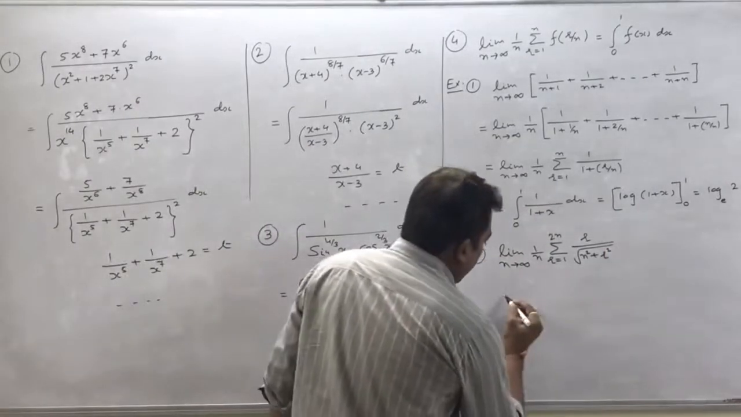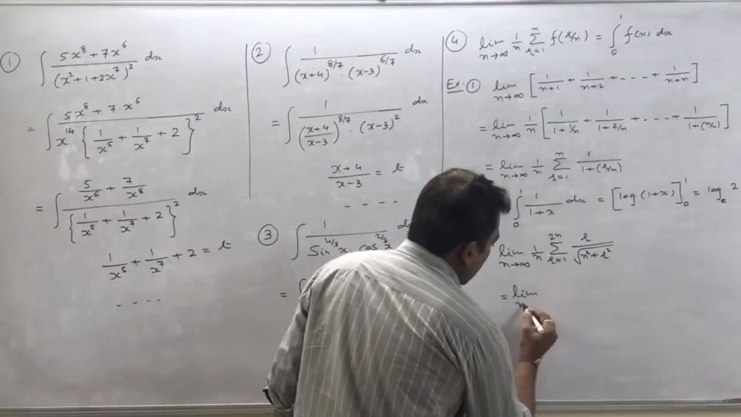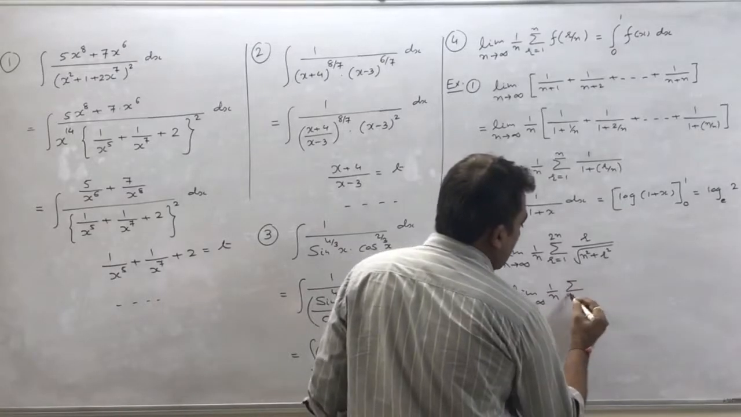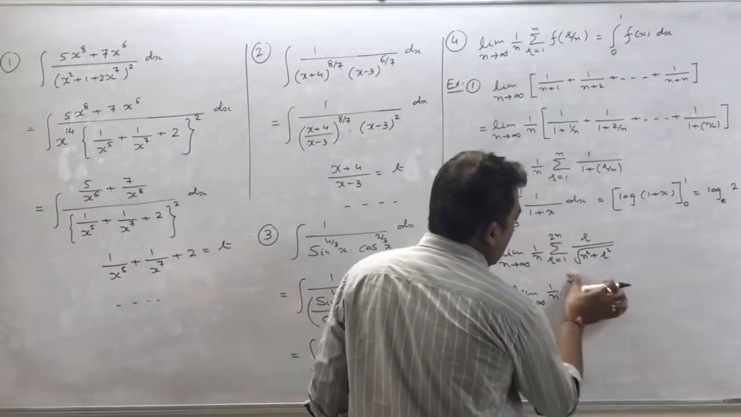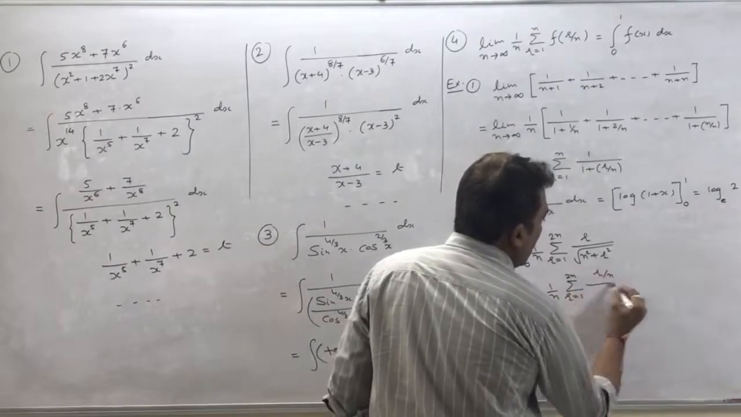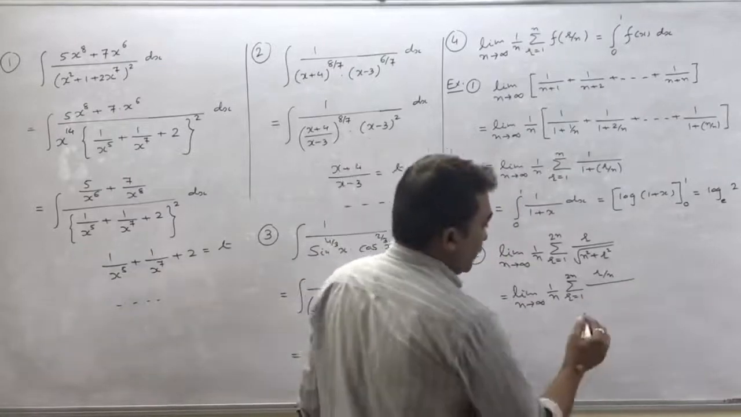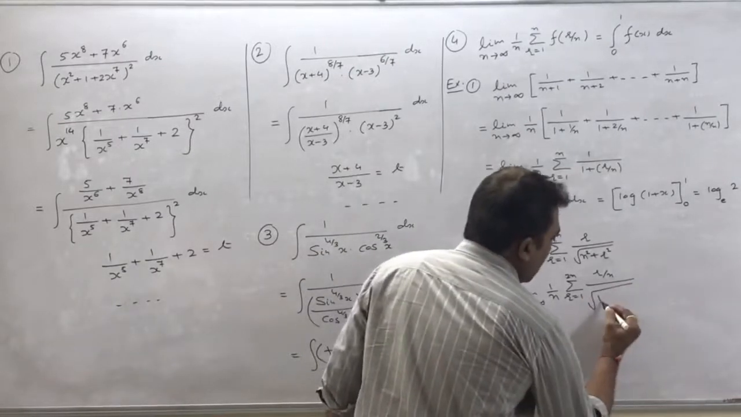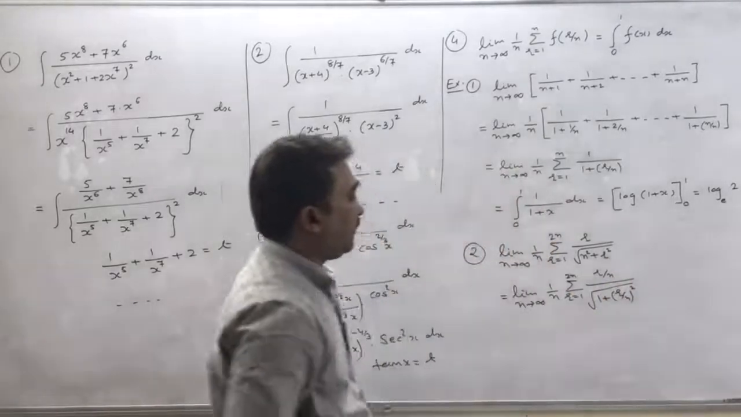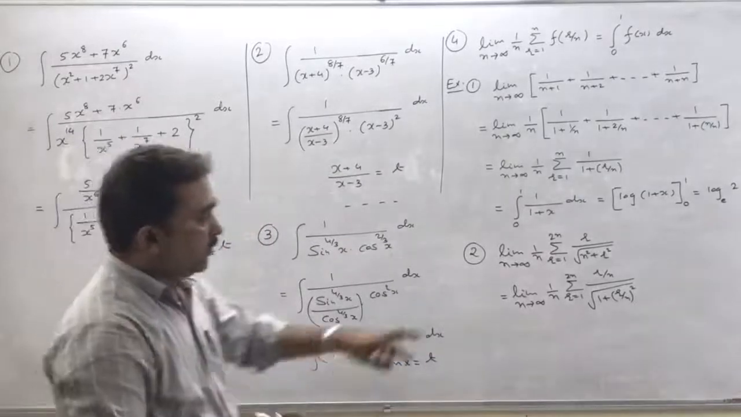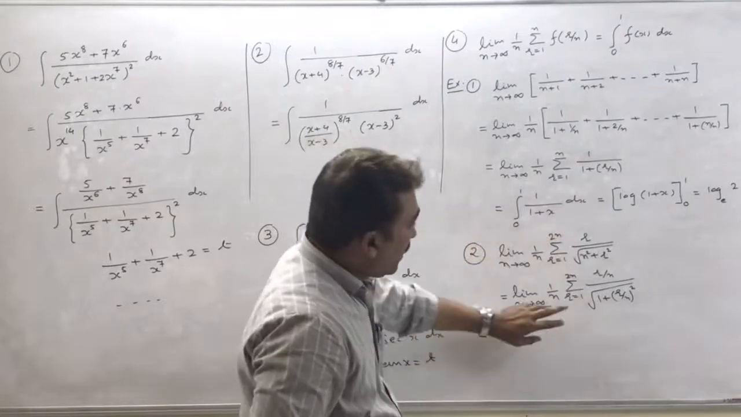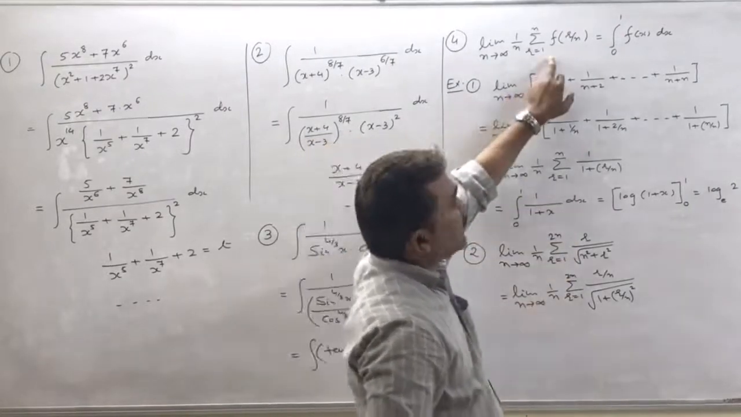Now, one upon n, sigma r equal to 1 to 2n, numerator and denominator divide by n. Here we get 1 plus (r upon n) whole square. Numerator and denominator divide by n. Then we get it. Now this is of the form this.